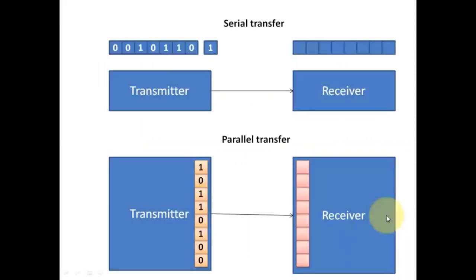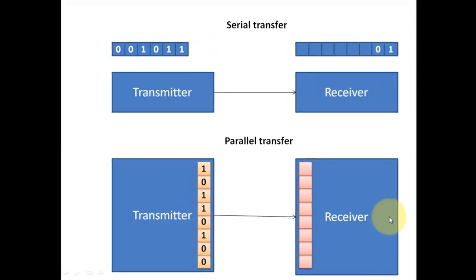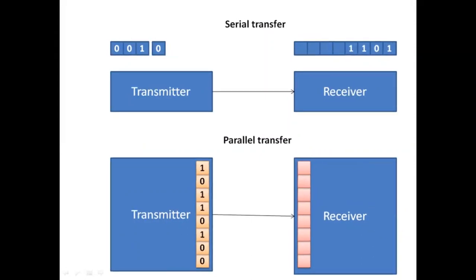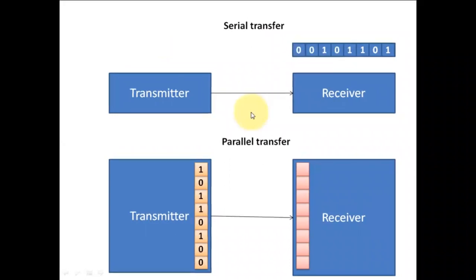Today I will explain the serial communication and bus interfacing of the 8051 microcontroller. There are two types of communication: serial transfer and parallel transfer. In serial transfer, we send each bit at a time, bit by bit. Suppose there are 8 bits present in the transmitter. You are sending bit by bit from transmitter to receiver. So this is the serial form of transmission.